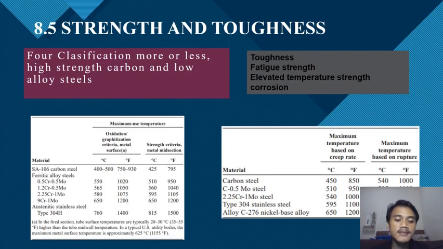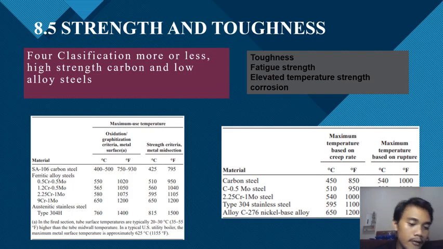And next we go to the strength and the toughness. The word steel has become synonymous with strength, and the description strong as steel is commonly used in everyday language. Steel is usually associated with strength because in many of its uses it is necessary that steel in one form or another support a load. High strength carbon and low alloy steels have yield strength greater than 275 MPa, or more than 40 ksi, and can be more or less divided into four classifications.